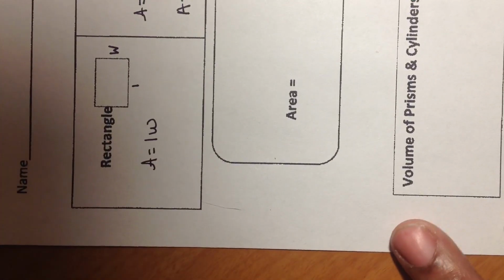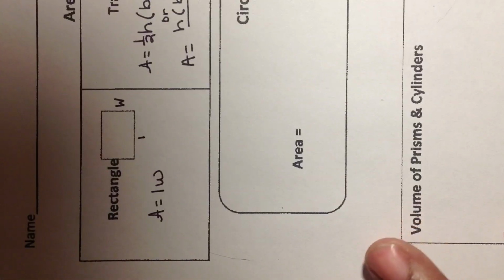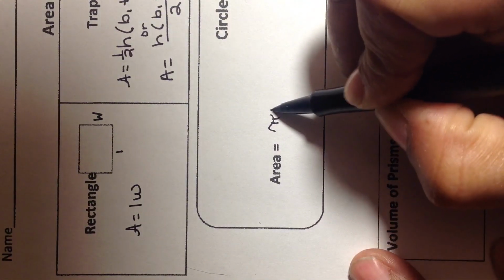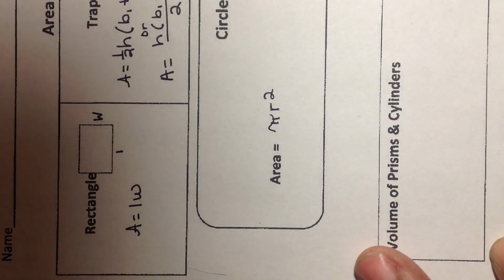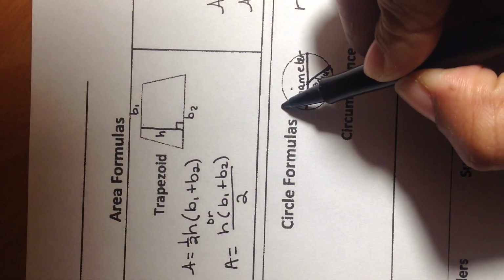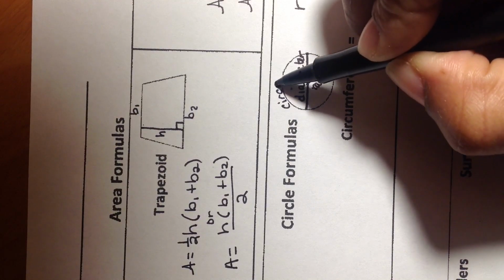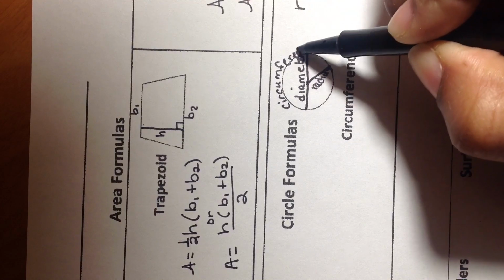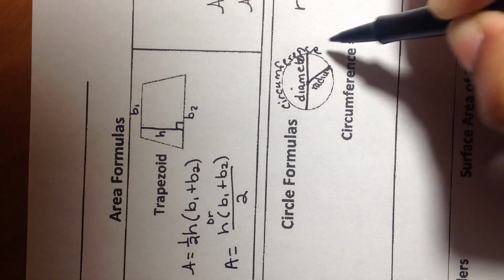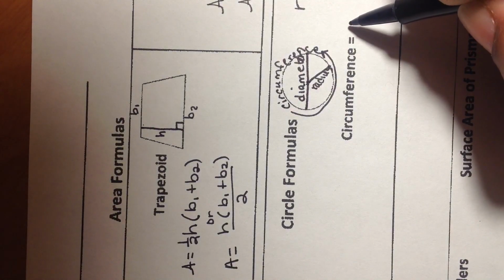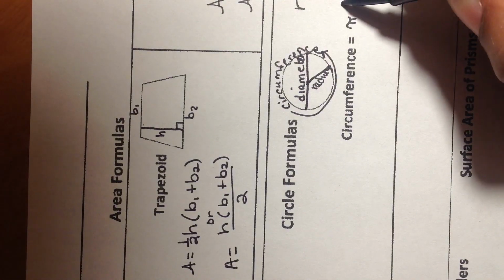To find the area of a circle, area is equal to pi times radius squared. You do have to know the radius in order to find the area. Then I have the circumference, and we didn't talk about this a minute ago, but the circumference is the distance around the circle. And circumference is equal to pi times the diameter.